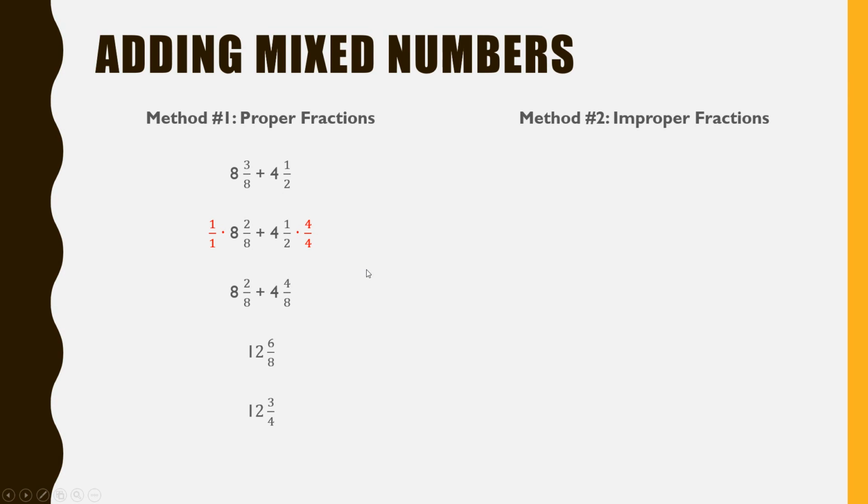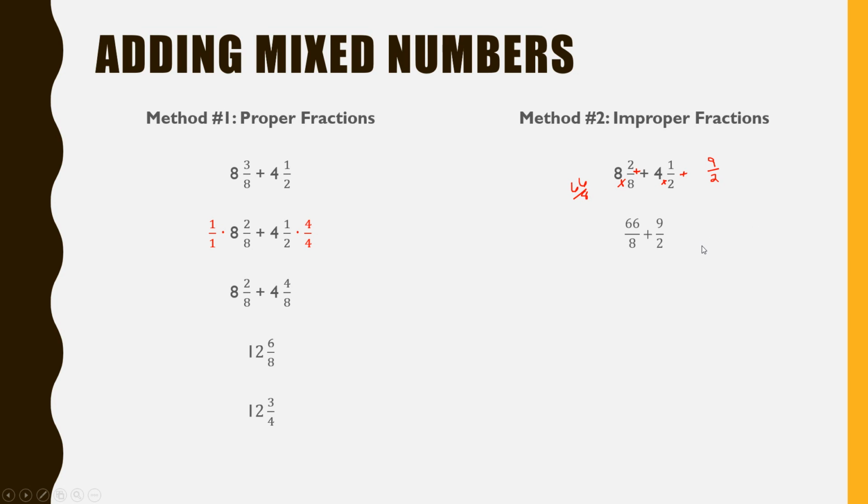But here's also the method for improper fractions. In this method, you would first create improper fractions. The way that you would do this is by multiplying the whole number and the denominator, and then adding it to the numerator. So 8 times 8 is 64, plus 2 is 66 over 8. And over here, 4 times 2 is 8, plus 1 is 9 over 2, because you keep the same denominator.